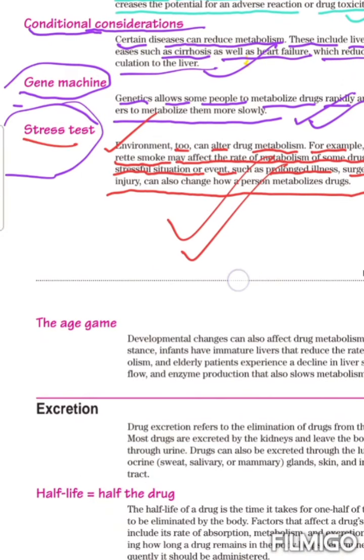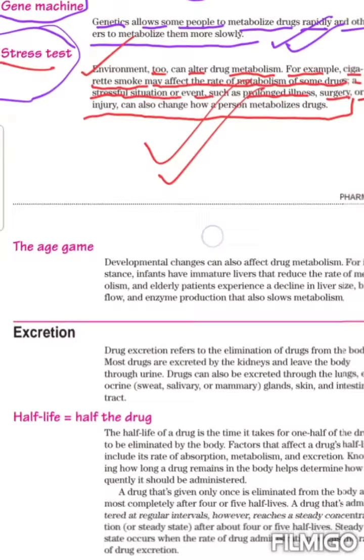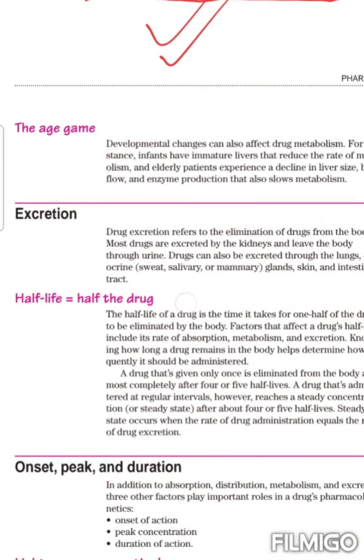Like, there are so many other factors, like if somebody is smoking, that also reduces the rate of metabolism. If somebody is suffering from any prolonged disease, it reduces the metabolism. And there are so many basic factors also involved in drug metabolism.